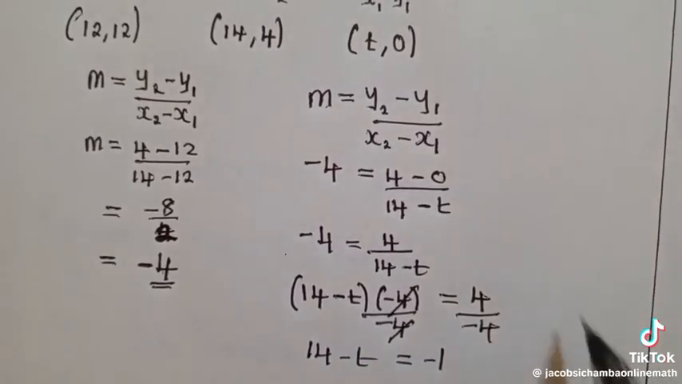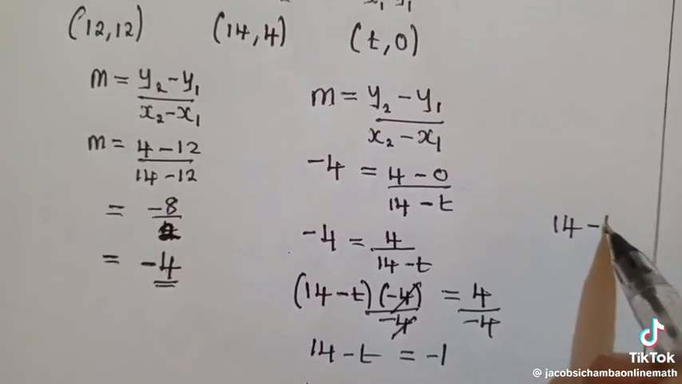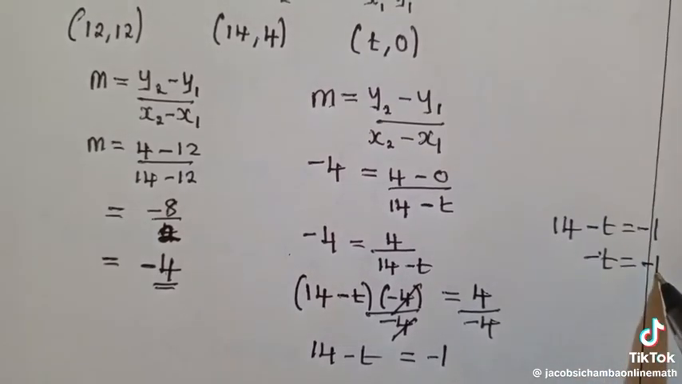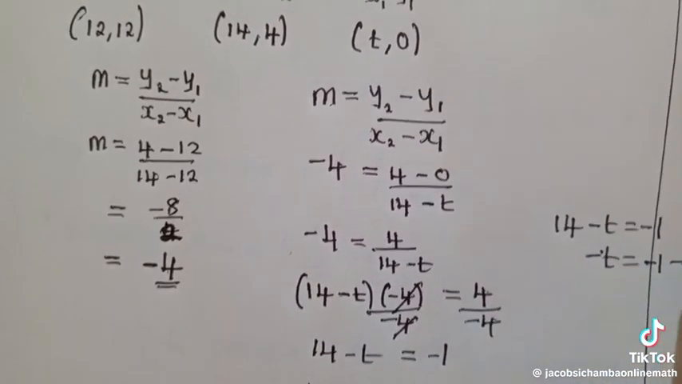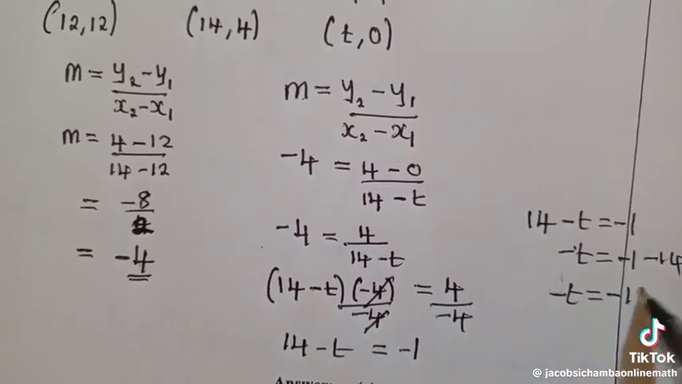You solve this equation. Let me write it down here. So we have 14 minus t is equal to negative 1. So minus t is equal to negative 1 minus 14. When you group the like terms, negative t will be equal to negative 15.